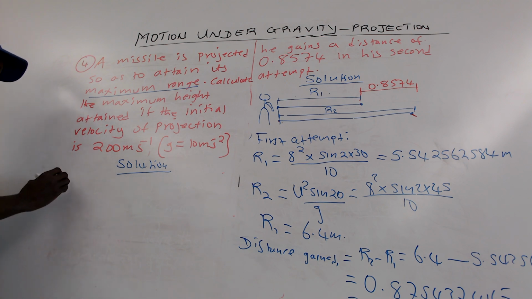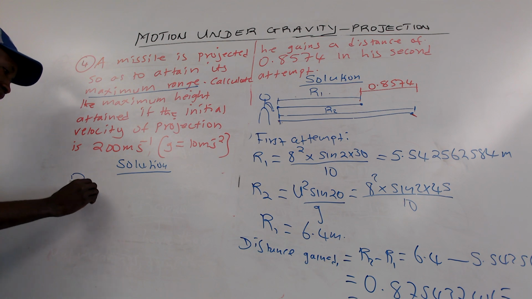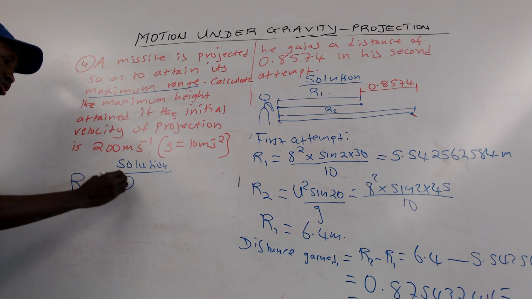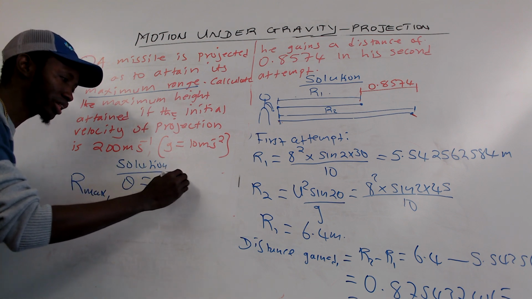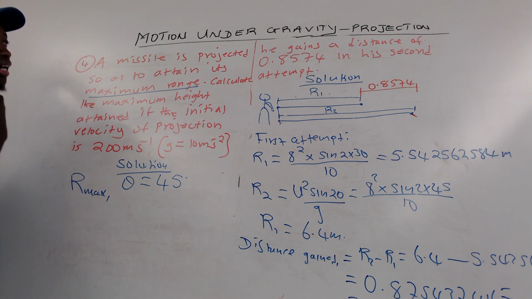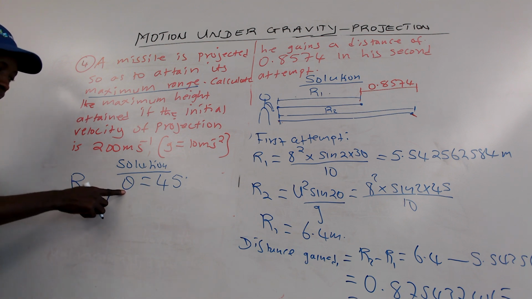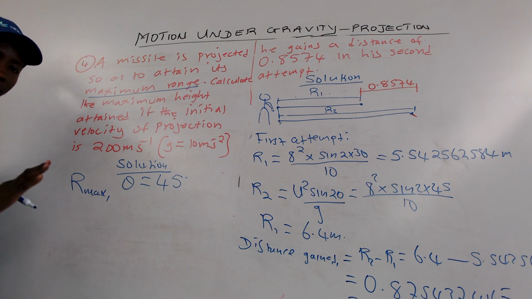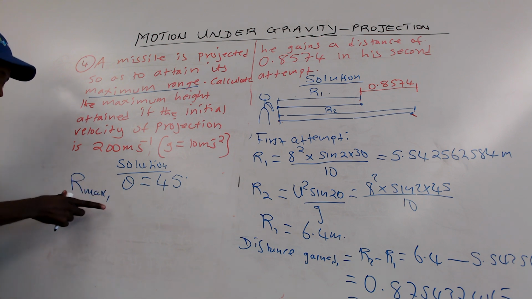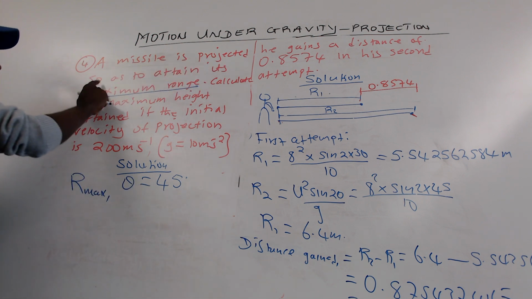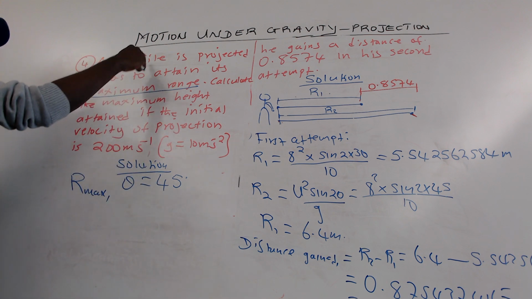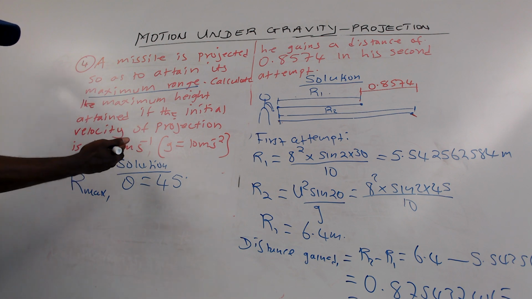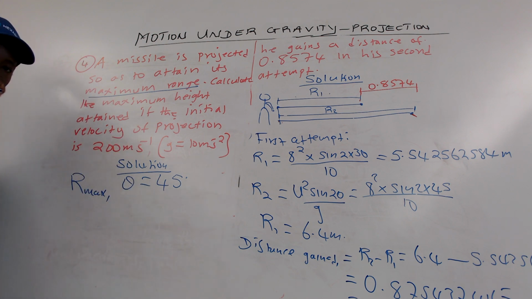You see, for maximum range, we say R max. What are the conditions for R max? We need to know that for R max, the angle of projection is 45. We derive it from inclined projection. For R max, we need to know that the angle is 45 degrees. This should be well considered. So a missile is projected so as to attain its maximum range. So at maximum range, theta is 45, because when the missile tries to reach its maximum range, theta automatically becomes 45 degrees.